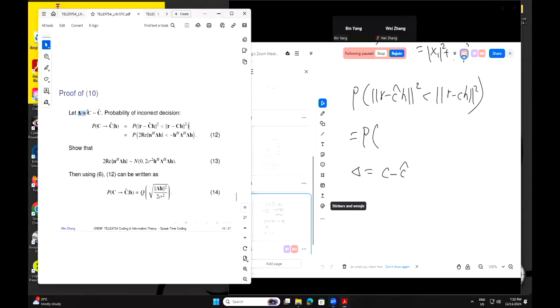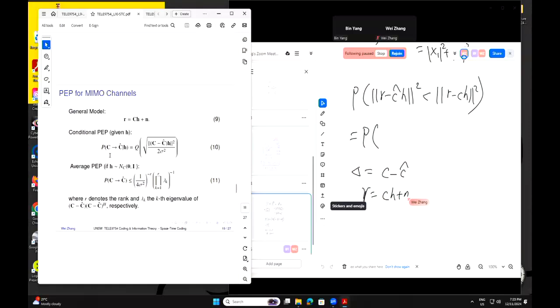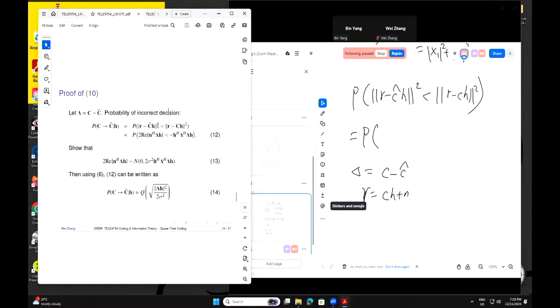We call this the difference between the two code words, because we mentioned that C hat is not equal to C because we detected it wrong. So that means delta is not 0, right? So we call delta the code word difference. Also we know that R equals CH plus noise, that's the original model, equation 9.